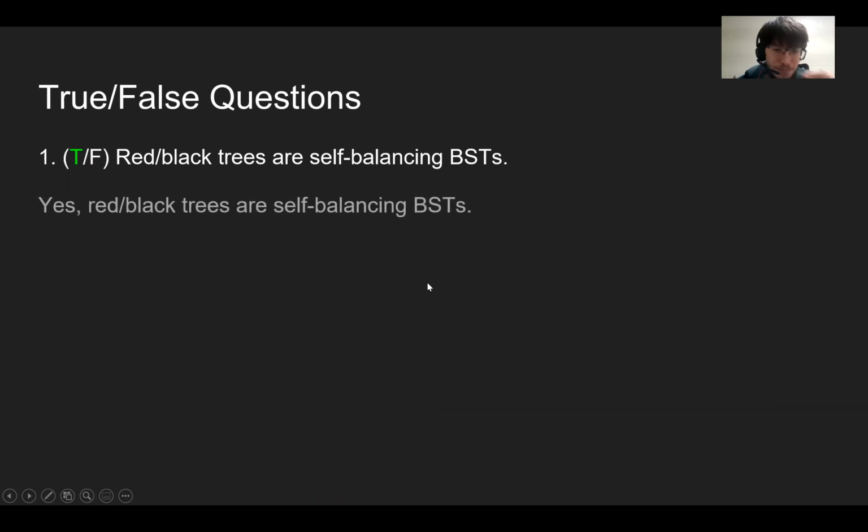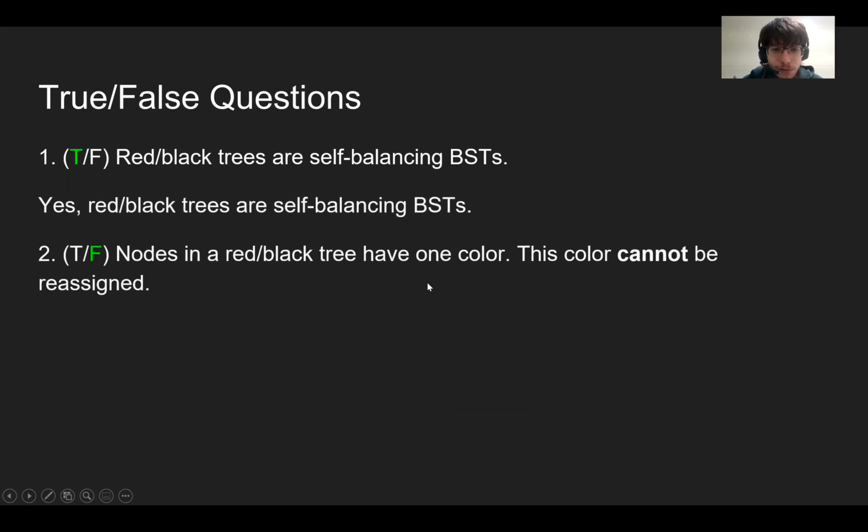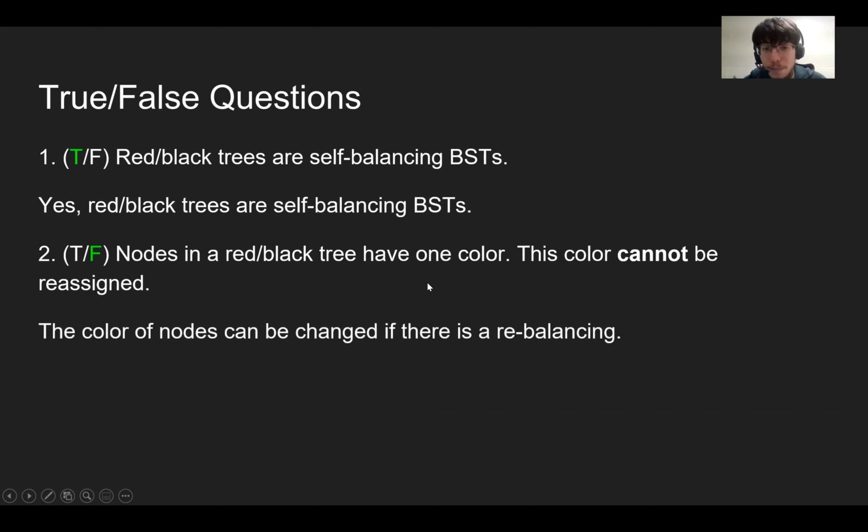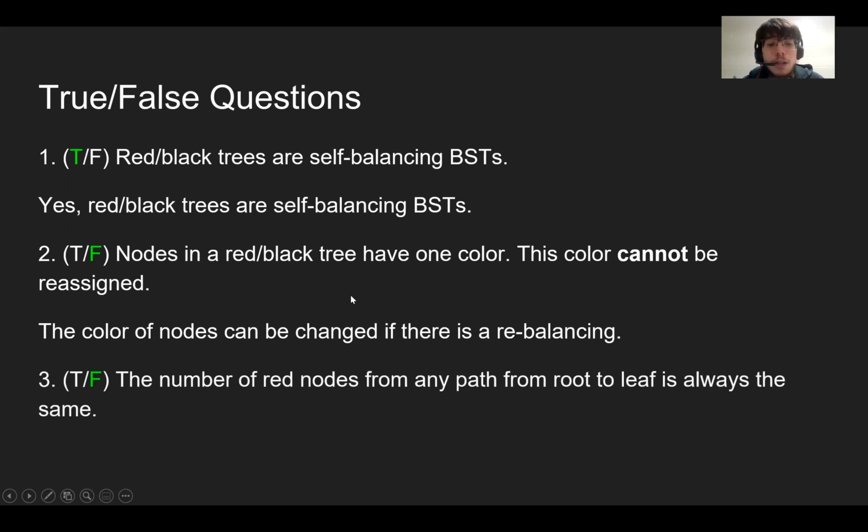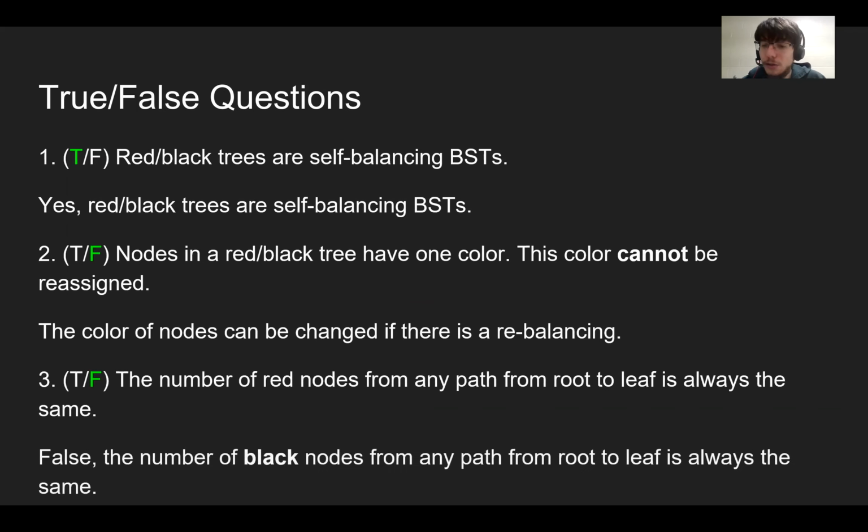Right, the first one's true. That's exactly what they are. Next one's false. The color of nodes can be changed if there's rebalancing. So if they rebalance, you might have to change the nodes' colors. And the number of red nodes is not true, it's the number of black nodes. That's the same on any path from root to leaf.